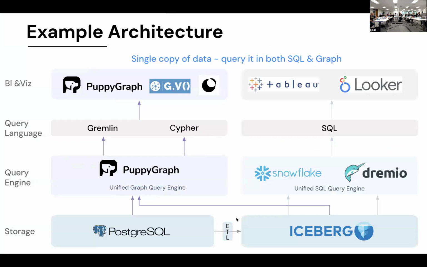And here is an example: you want to ETL the Postgres data to Iceberg, and then you can use SQL, like Snowflake or Dremio, to query the data as tables. But at the same time, with the same copy of data, you can query it as a graph. So this is another big difference from the graph database. When you load the data into a graph database, you can no longer use SQL. Then it will make the learning curve super steep.